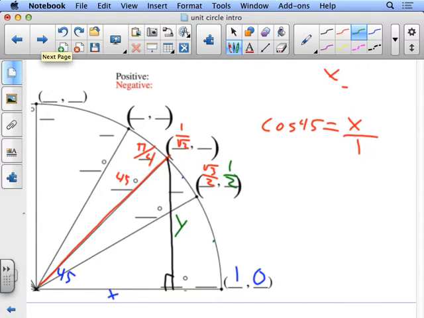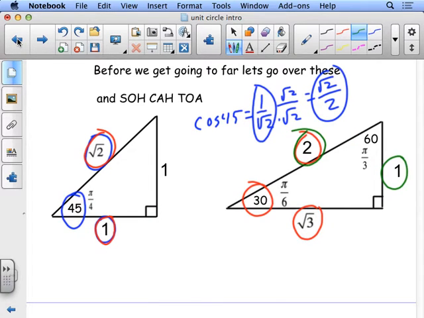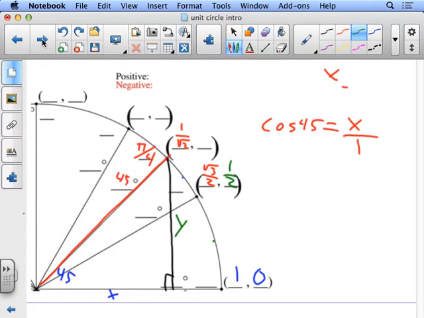We want to figure out what y is. Well, it turns out sine of 45 degrees is 1 over root 2. It's the exact same thing. So 1 over root 2. This brings us to the last one.